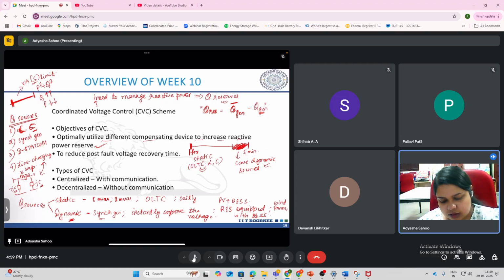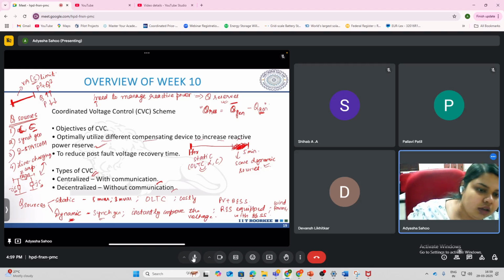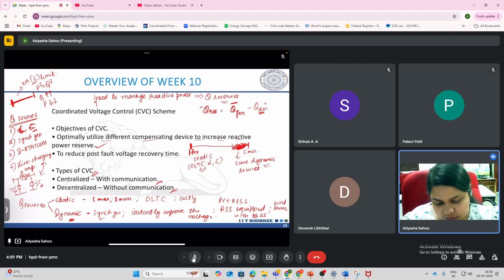Again, these can be centralized or decentralized. We have seen in the previous lectures that in the centralized case, everything is connected to the central station, and the central station computes the reactive power required from various sources and gives control signals to each of the sources. In the decentralized case, each source functions depending upon whatever control logic you have fed into it.